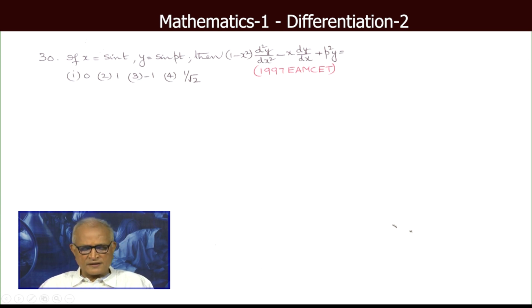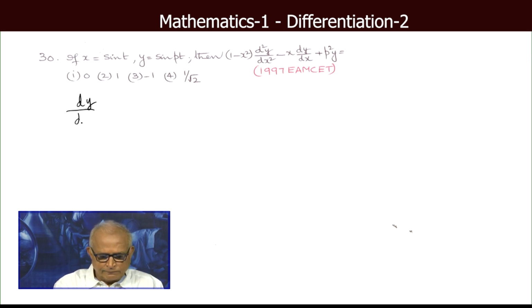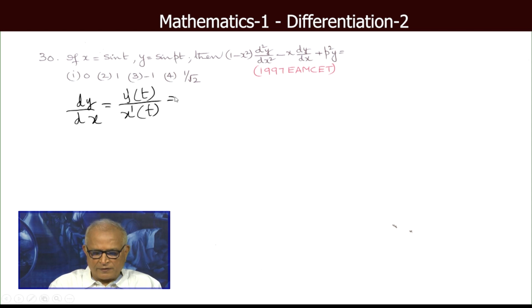OK, x and y are expressed in terms of the parameter t. x equal to sin t, y equal to sin pt. So dy dx is y dash t by x dash t. Dash means differentiation. What is the derivative of y with respect to t? p times cos pt.